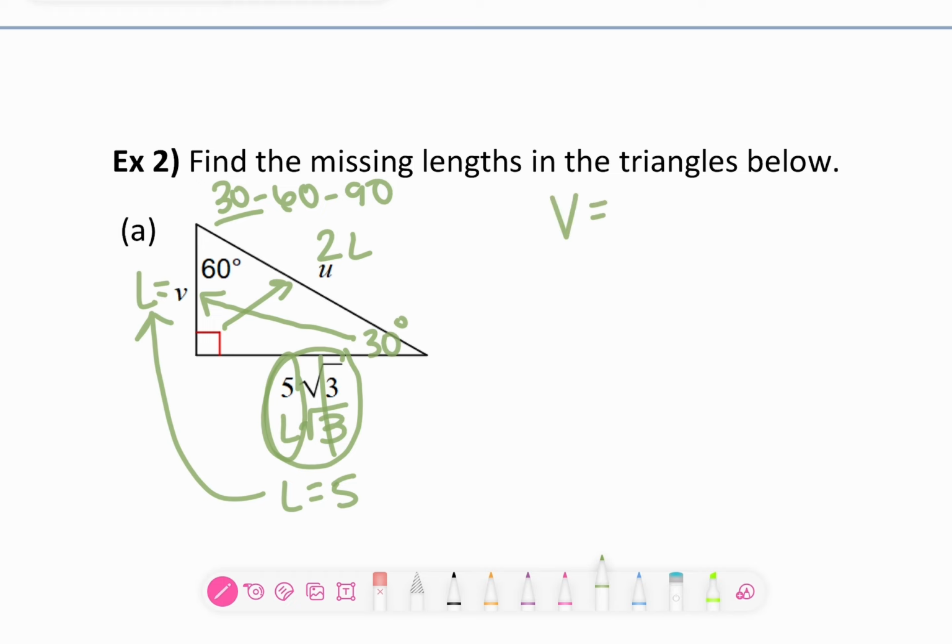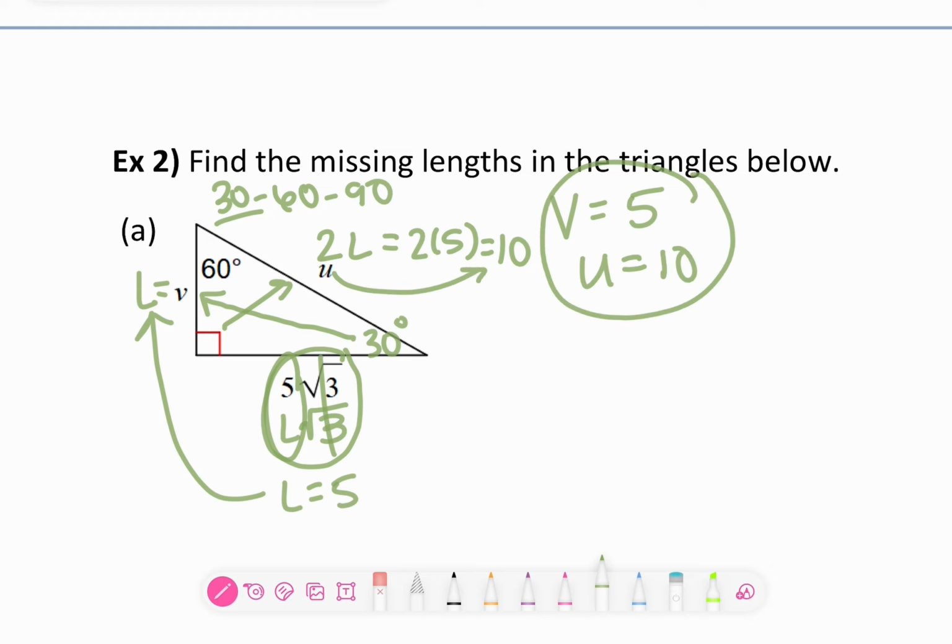So V is 5. Now looking at U is 2L. So now that I know what L is, because we got it here, L is 5, now I can plug that in, and 2 times 5 is going to give me 10. And so our U is 10. And there's our two values, okay?